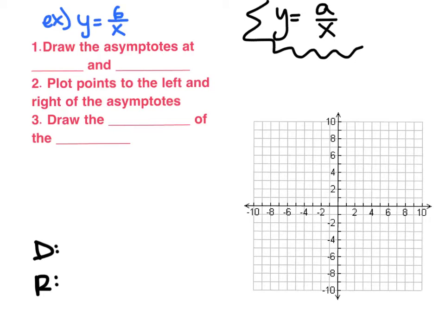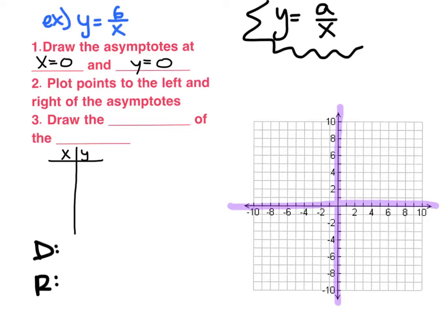If it's of the form where you just have a number over x, you're going to draw the asymptotes at x equals 0 and y equals 0, just like the parent function. So I'm going to take my highlighter and highlight x equals 0, which is a vertical asymptote, and y equals 0. I know that my function cannot cross through these asymptotes. My next step is to plot points to the left and right of the asymptotes. So all you really have to do is come up with a table. Okay? We're going to do an x and y table.